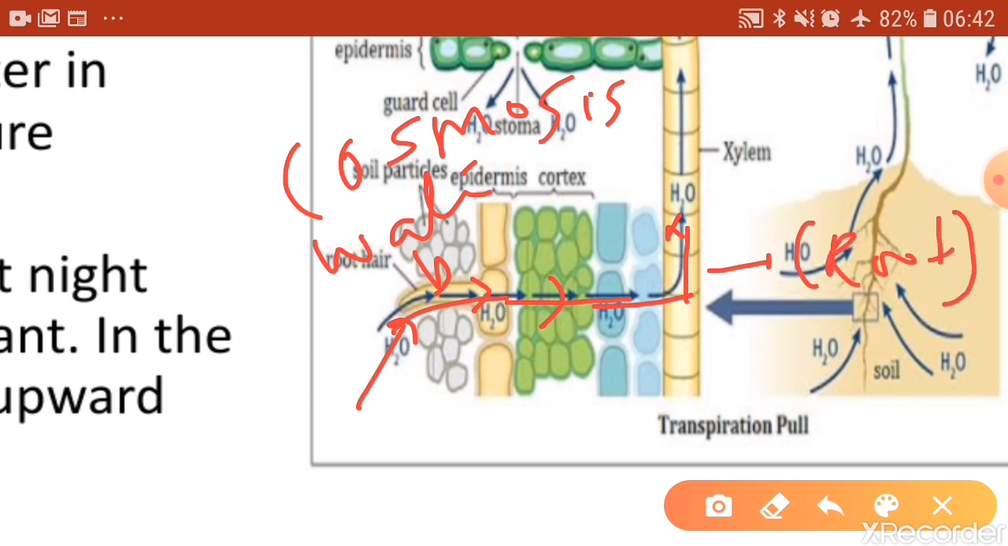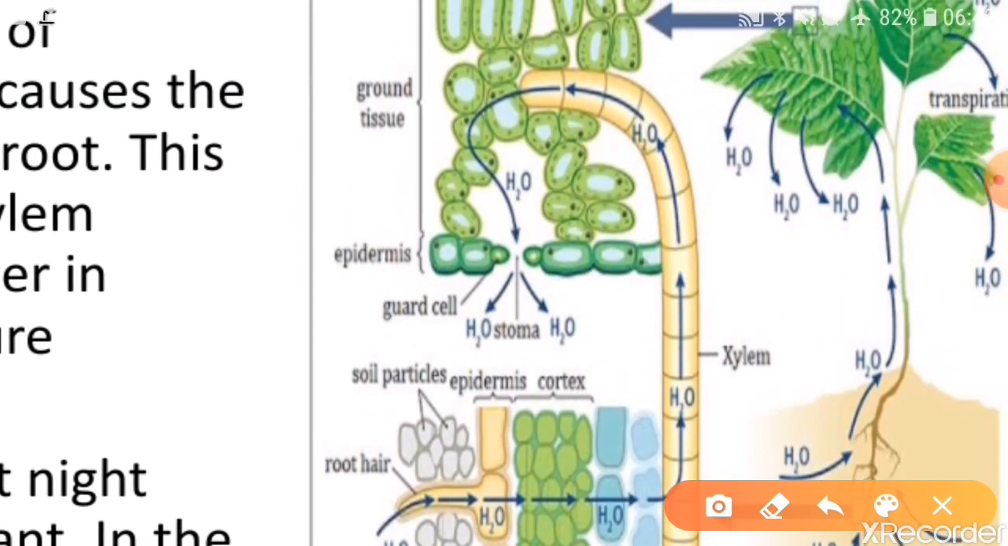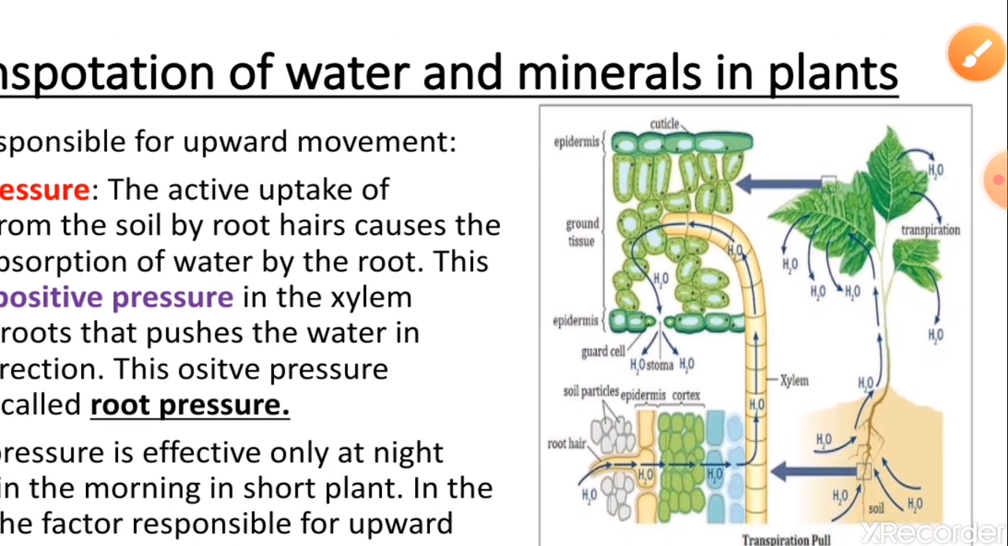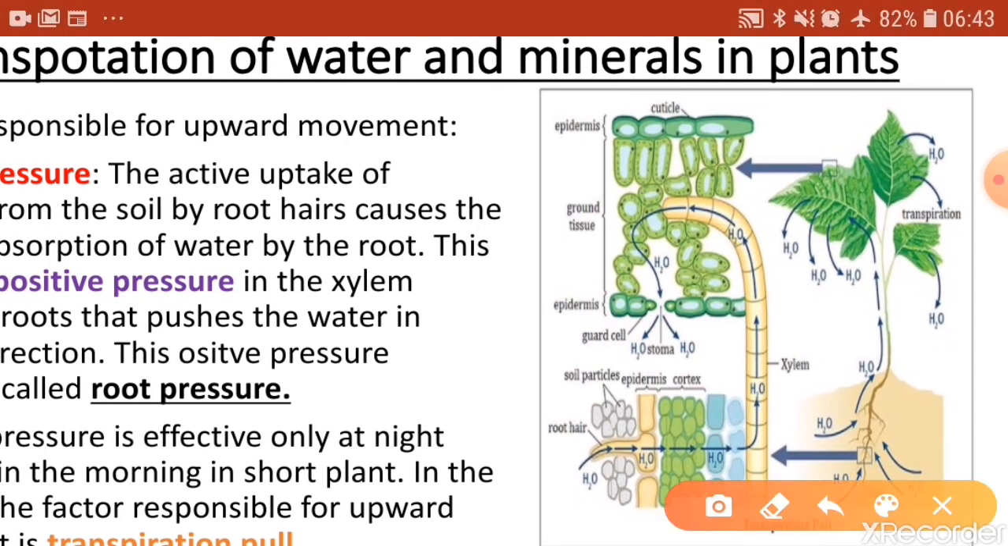This is the xylem vessel of the root. The vessels are like tubular structures, and try to recall, you've learned in class 9 that the vessels are all interconnected. Okay, so thus they form long tubes. So the xylem vessel of the root is connected to the xylem vessel of the stem. Here is the xylem vessel of the stem, and it is connected to the xylem vessel of the leaf region.